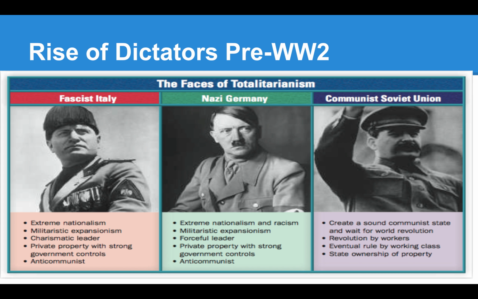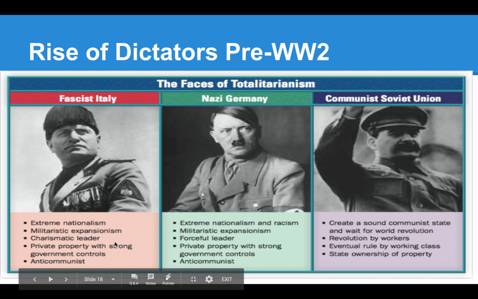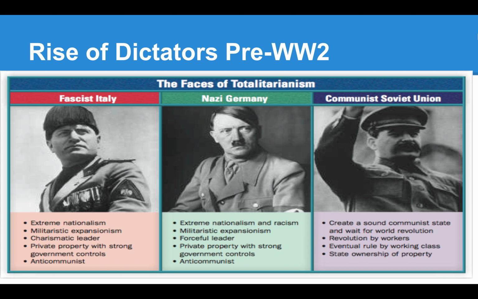And so we see the rise of the dictators between World War I and World War II. Benito Mussolini calls his party the Fascist Party. He comes to power in 1922. He's very charismatic and he's anti-communist, and he's a nationalist, extreme nationalism.